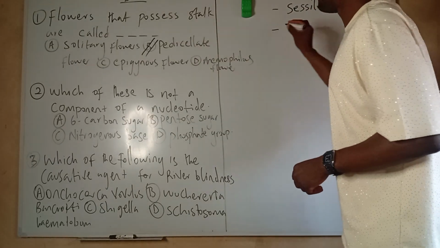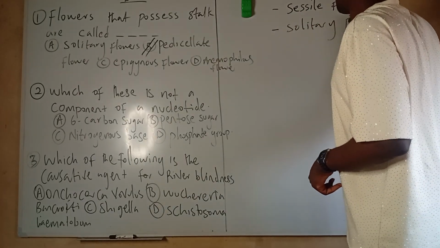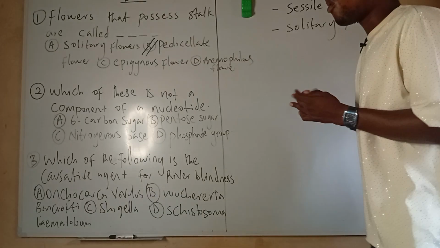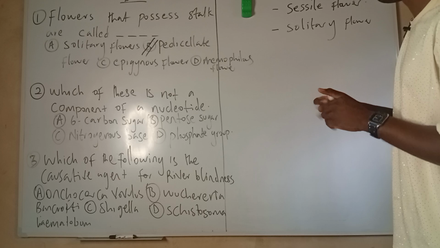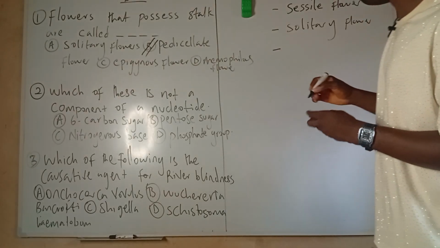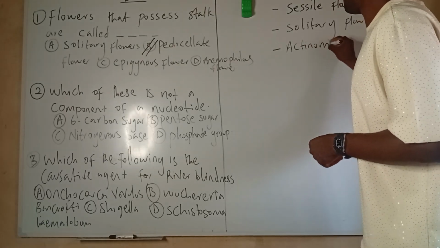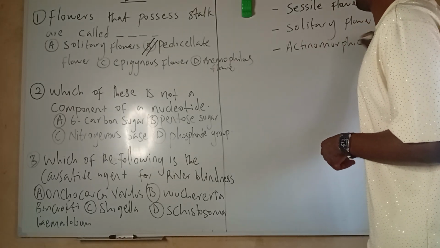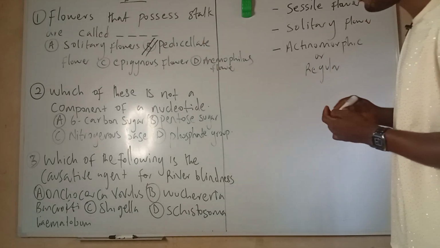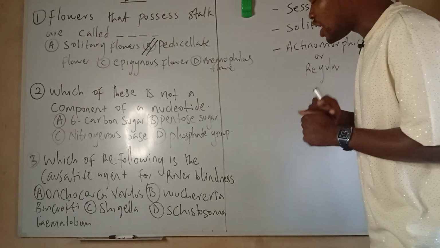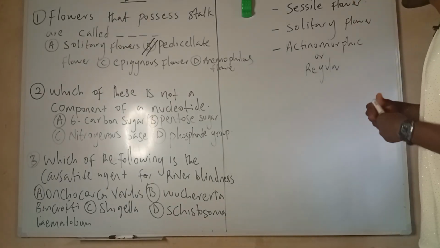Now I will add some other types of flowers. What's a solitary flower? A solitary flower is a flower that occurs singly. Now, another type is the actinomorphic flower. An actinomorphic flower is also known as a regular flower. It's a flower that is radially symmetrical. When floral parts are radially symmetrical, they are said to be regular or actinomorphic.